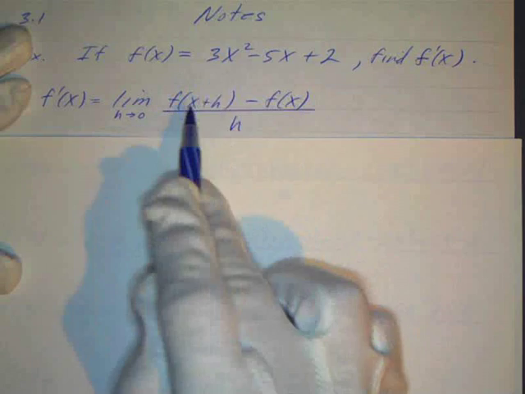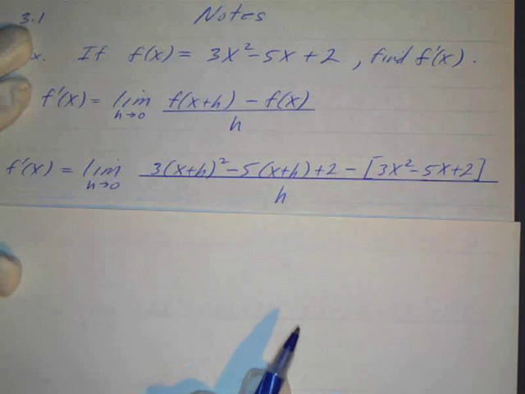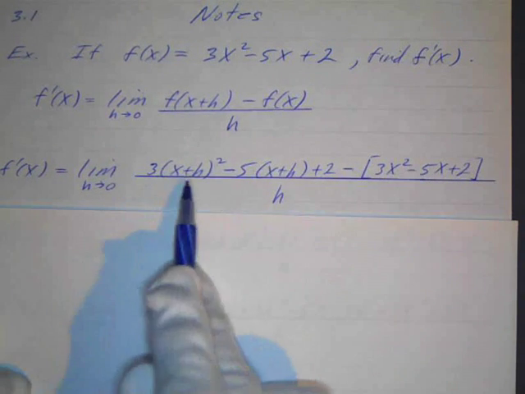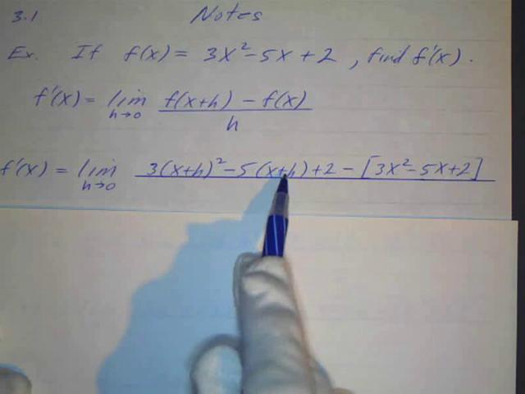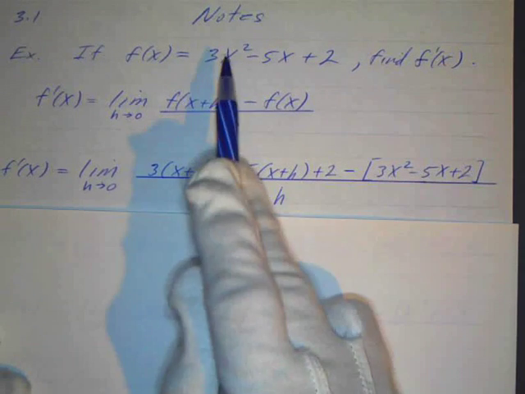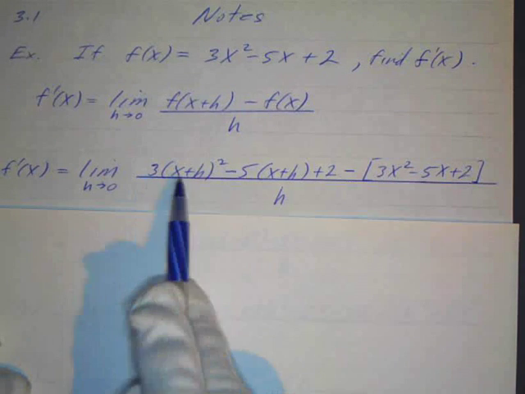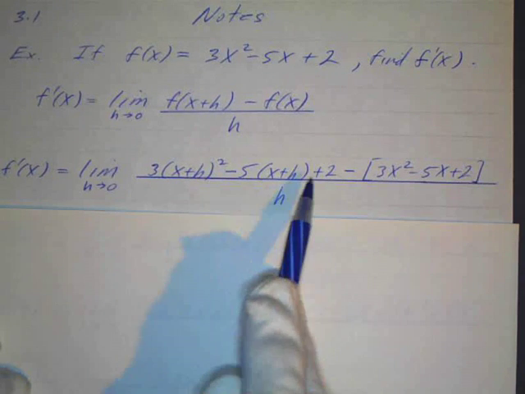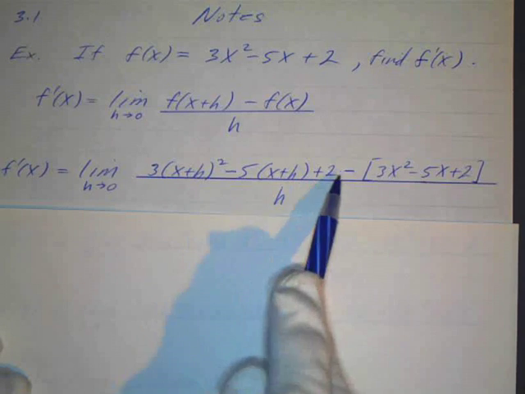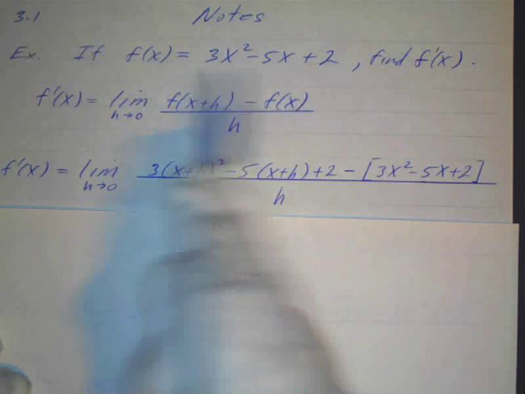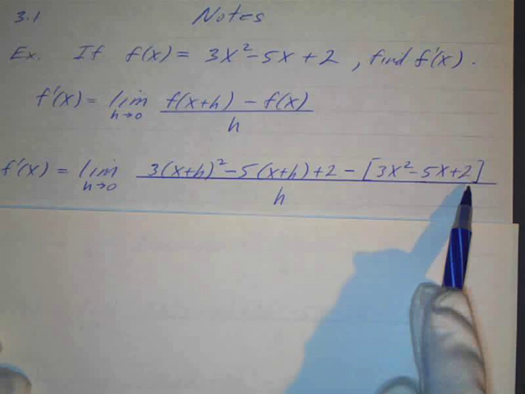So I just put the x plus h into the function. So 3 times x plus h squared minus 5 times x plus h plus 2, because that's my function: 3 times something squared minus 5 times something plus 2, where my something is x plus h. And then minus f of x, and this is your f of x, so it's right there.